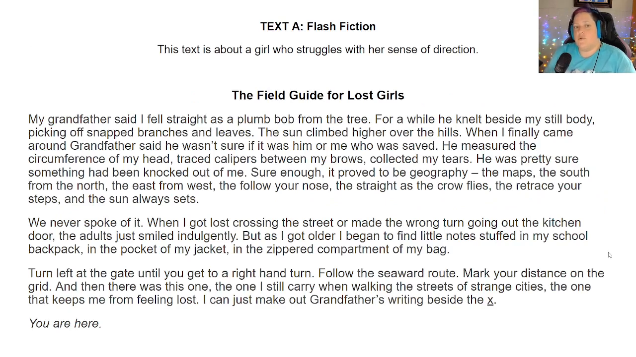This is the text you were given. It's text A out of A, B, and C because there are 3 different texts in the exam. I only wanted you to look at the first one. This text is about a girl who struggles with her sense of direction. Now note that this is something you've been given that's not part of the actual text. It's explaining a little bit what's going on because it's taken from a larger piece.